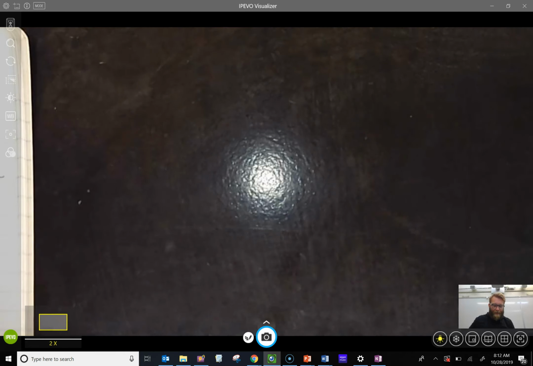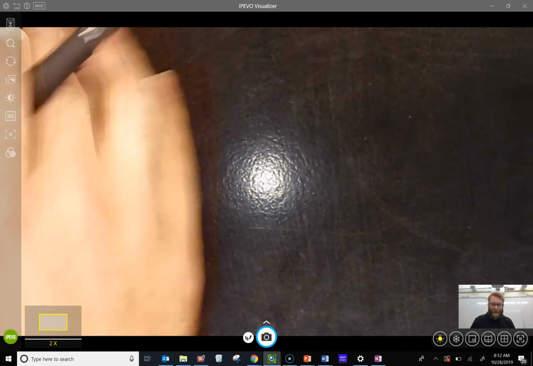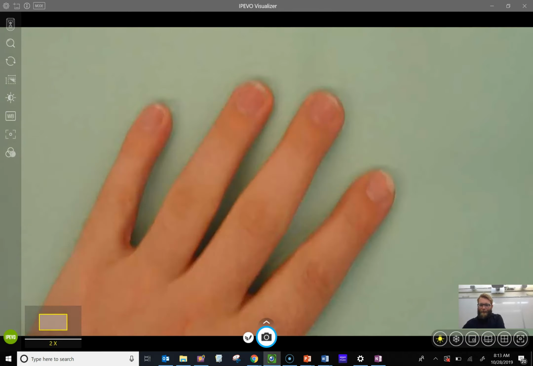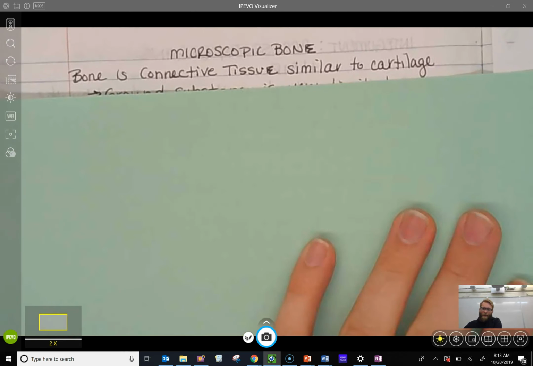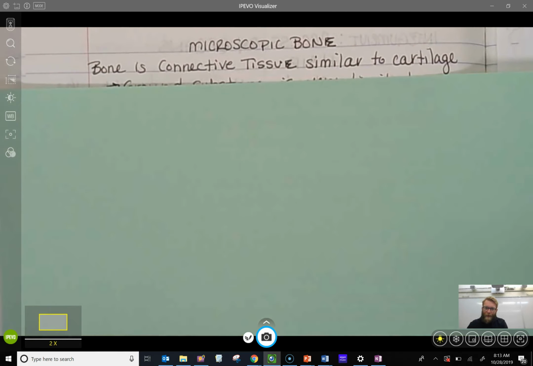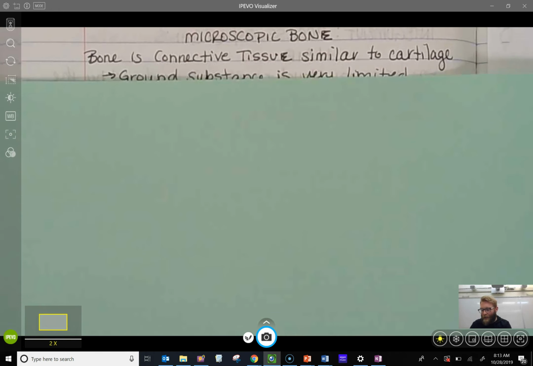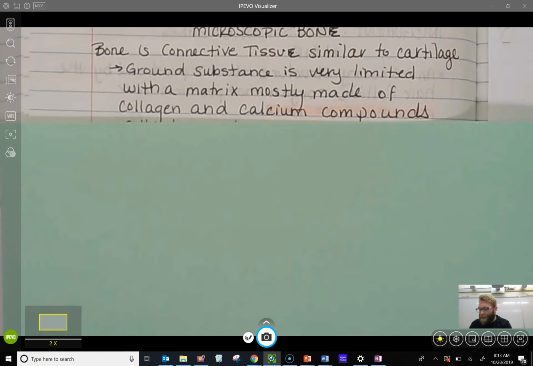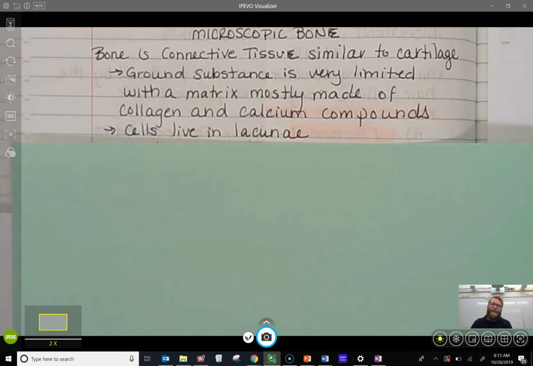Okay, so let's begin by just talking about bone as a connective tissue. Okay, so just more details on that. Okay, so microscopic bone, right? If we're talking about bone as a connective tissue, it is very similar to cartilage. Okay, so right, it carries out pretty much the same exact features, right?